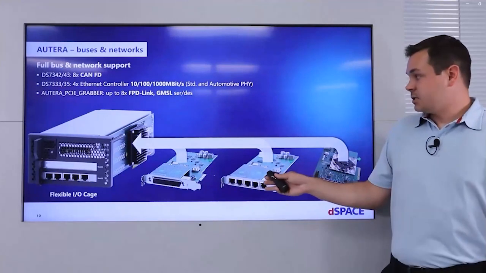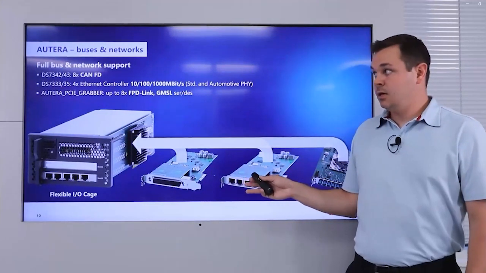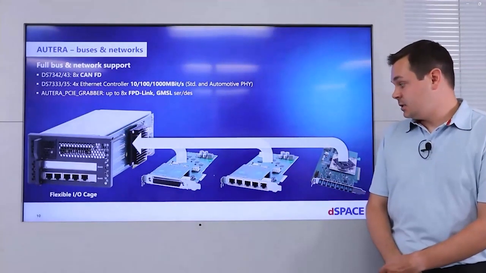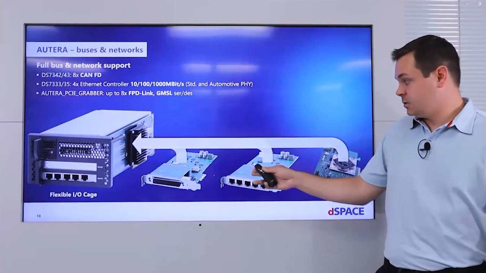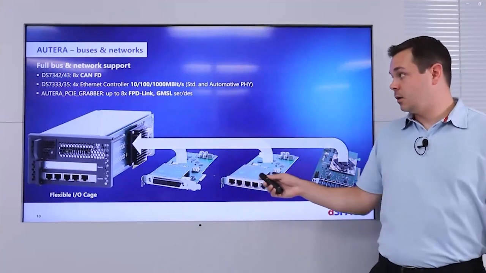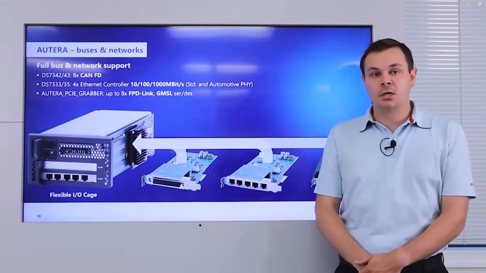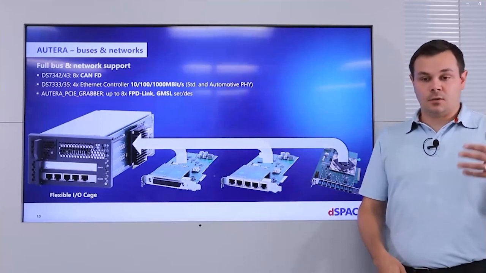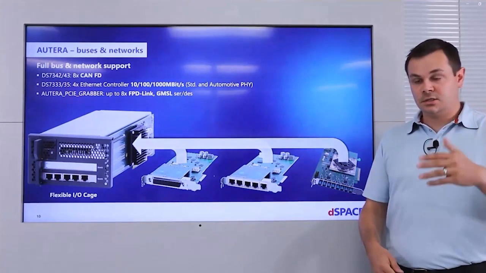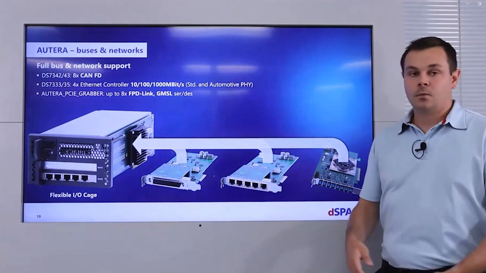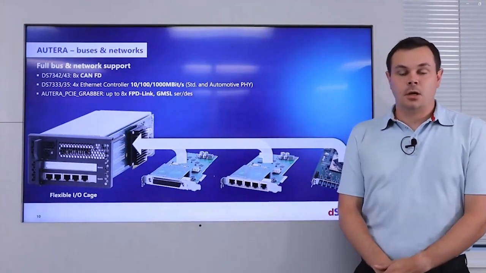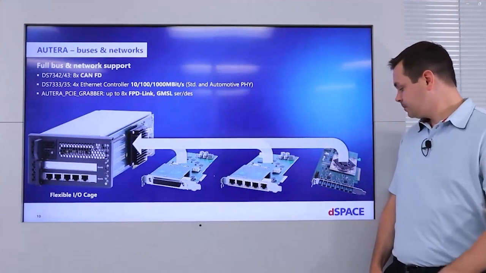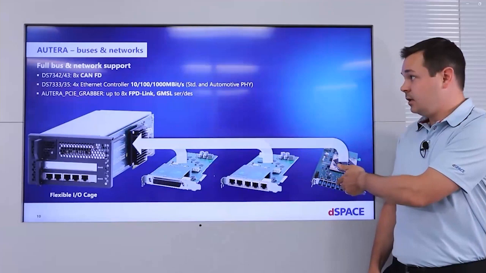Next card is going to be our DS7333 or 35 Ethernet card, and this is a PCIe card with 2 daughter boards for either standard Ethernet or automotive Ethernet. It has 4 effective controllers for connecting to either the sensors or the ECU. And in a tap mode, then we're going to be able to tap up to 2 Ethernet networks per slot per Ethernet card.